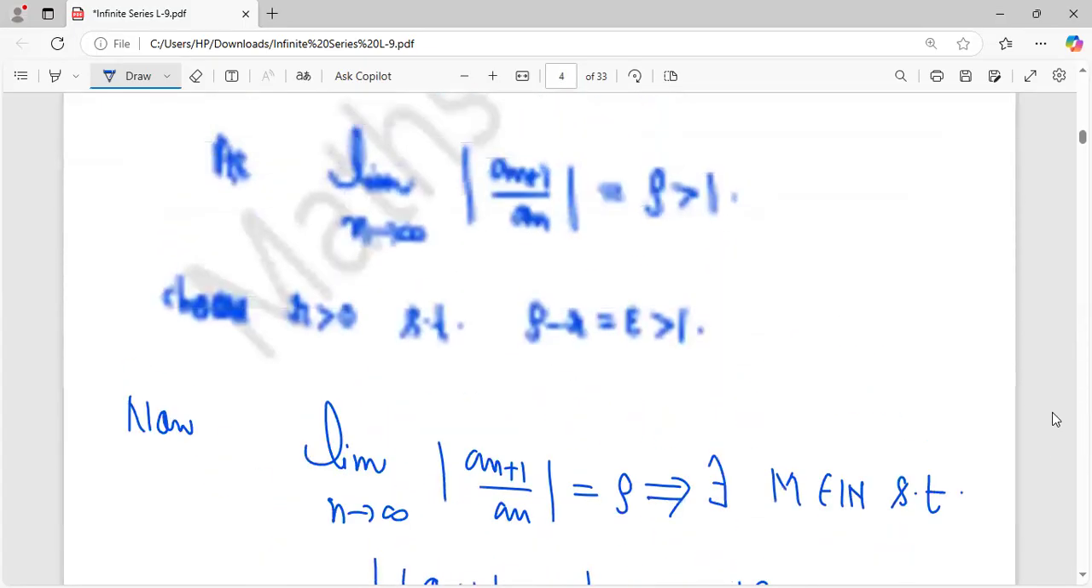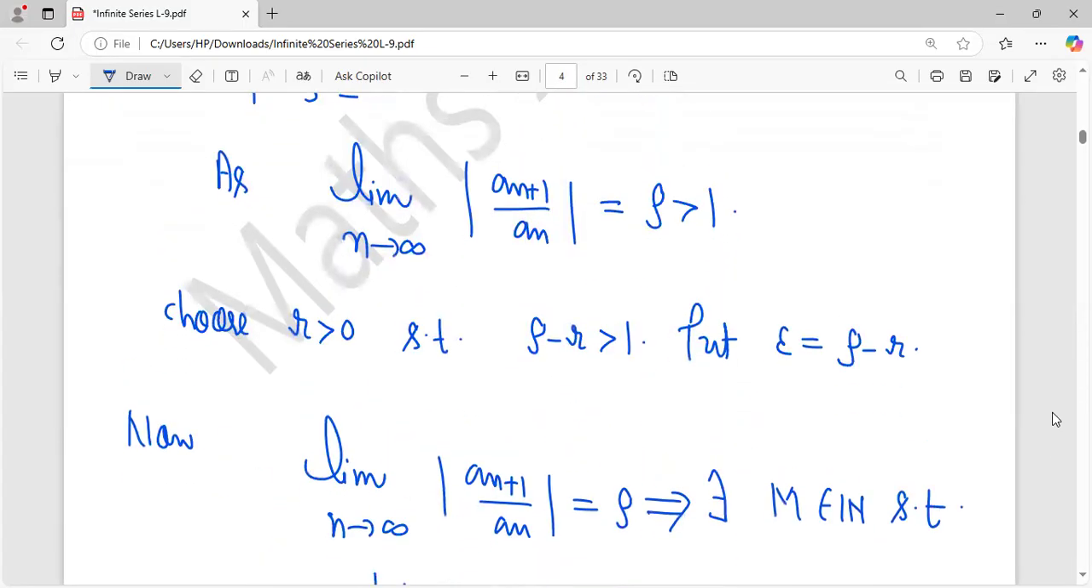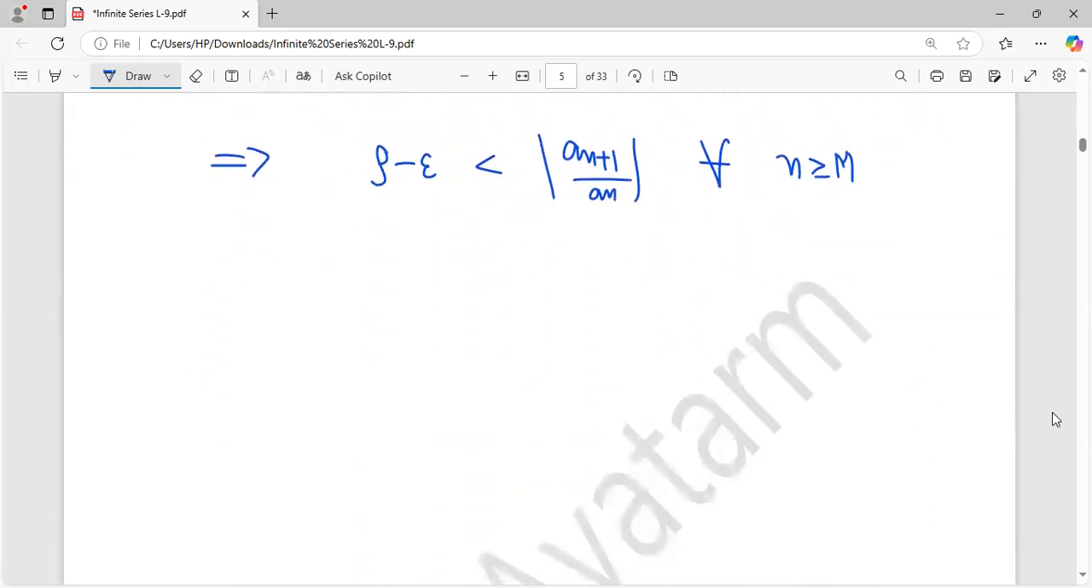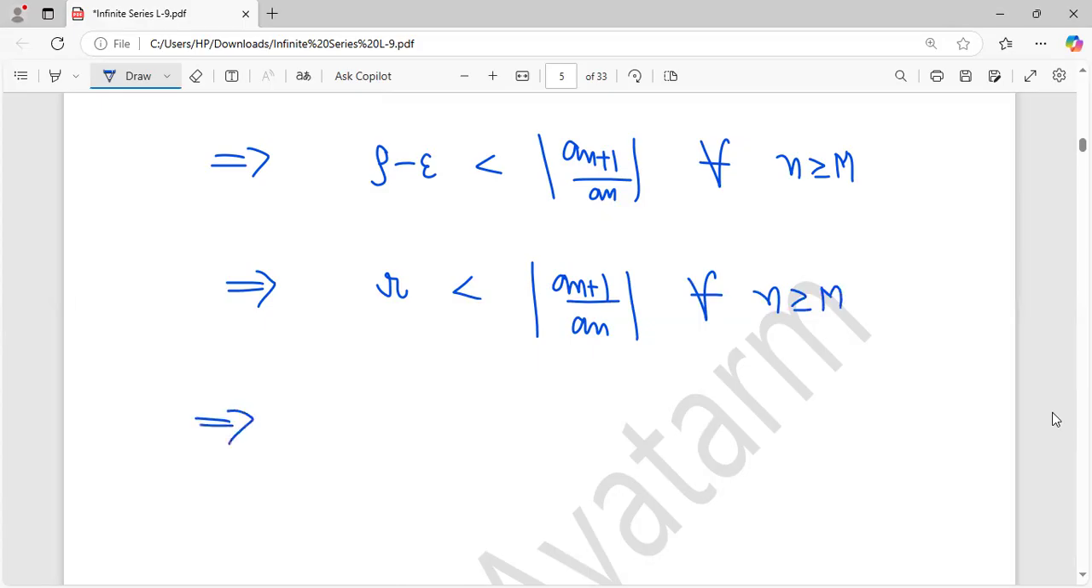So what is rho minus epsilon? Rho minus epsilon is r. Okay, so r is less than a_(n+1) upon a_n for all n greater than capital M. So this implies, so what is this?